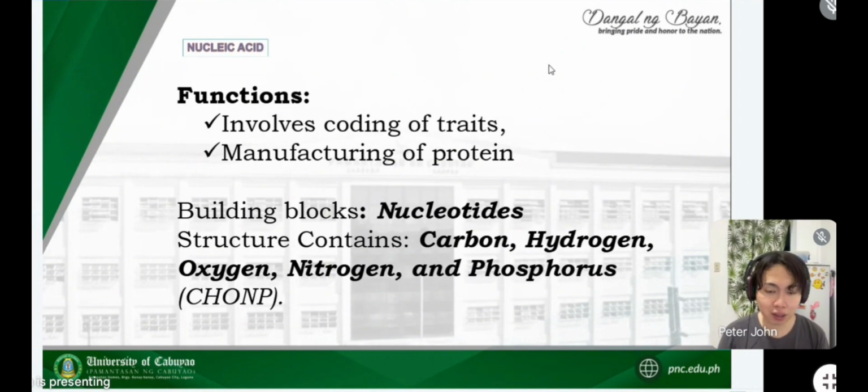So, the building blocks of nucleic acid are called nucleotides. Kanina, for carbohydrates, we have the monosaccharides. For the lipids, we have the glycerol and fatty acid. For protein, we have the amino acid. And for nucleic acid, we have the nucleotides.